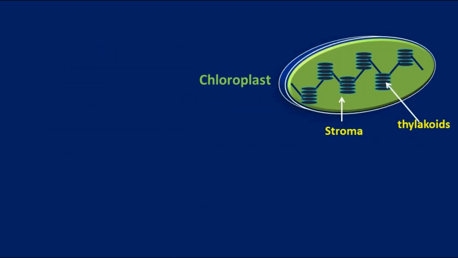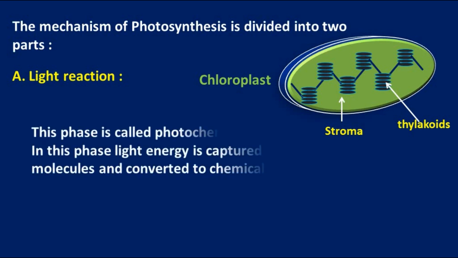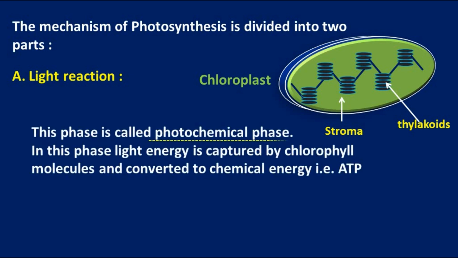This is the chloroplast. Inside the chloroplast, chlorophyll pigments help the photosynthesis process. The mechanism of photosynthesis is divided into two parts. First is the light reaction and another is the dark reaction. In the light reaction, light energy is required to complete the process. So the light reaction is the phase called the photochemical phase.